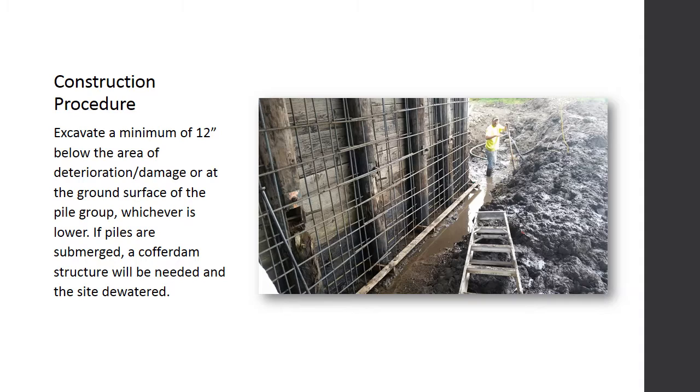The procedure begins by excavating a minimum of 12 inches below the area of deterioration or damage, or at the ground surface of the pile group, whichever is lower. If piles are submerged, a cofferdam structure will be needed and the site dewatered.